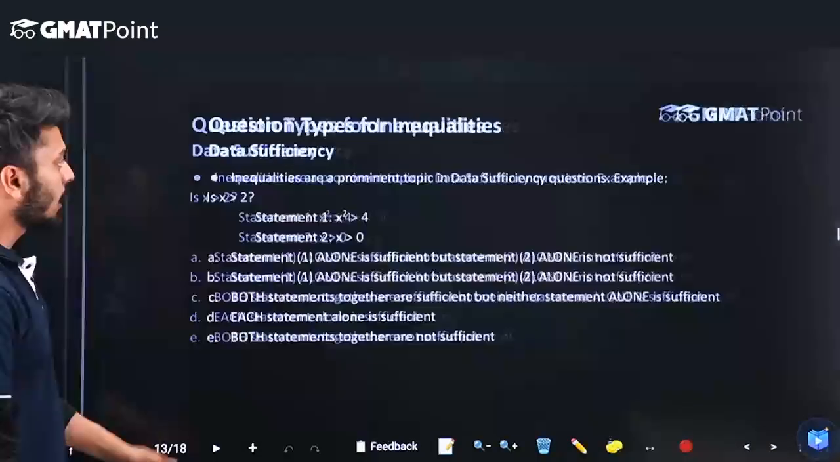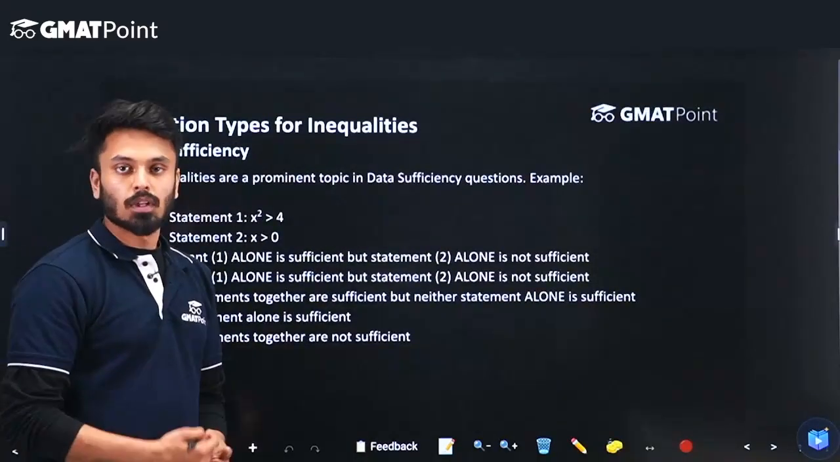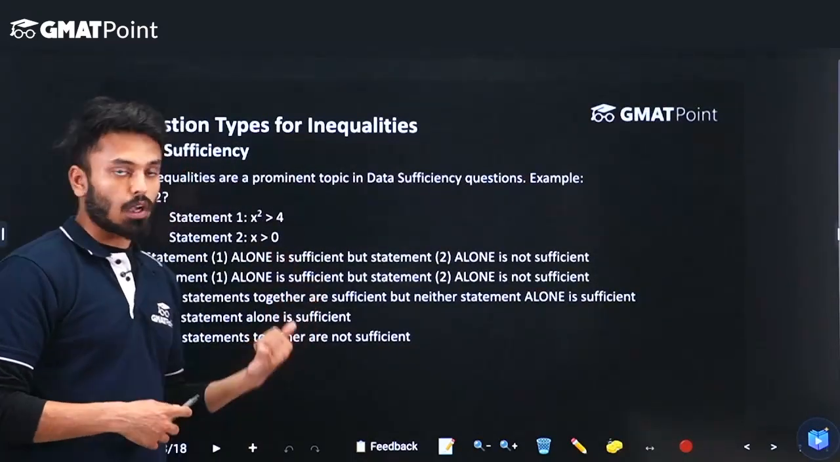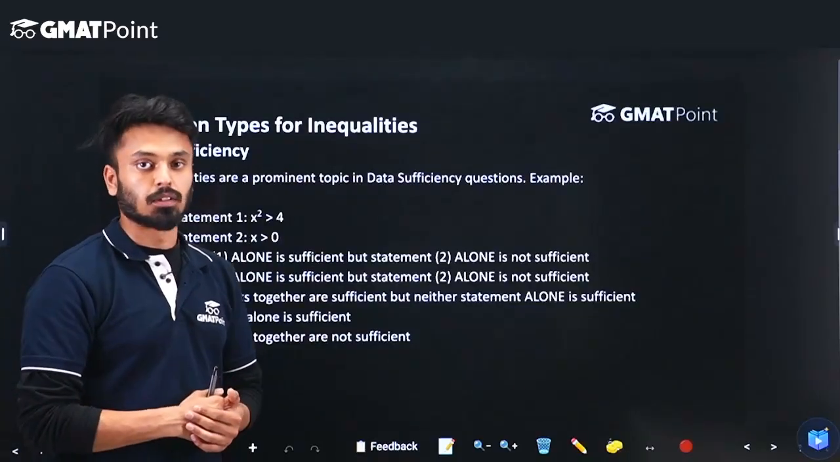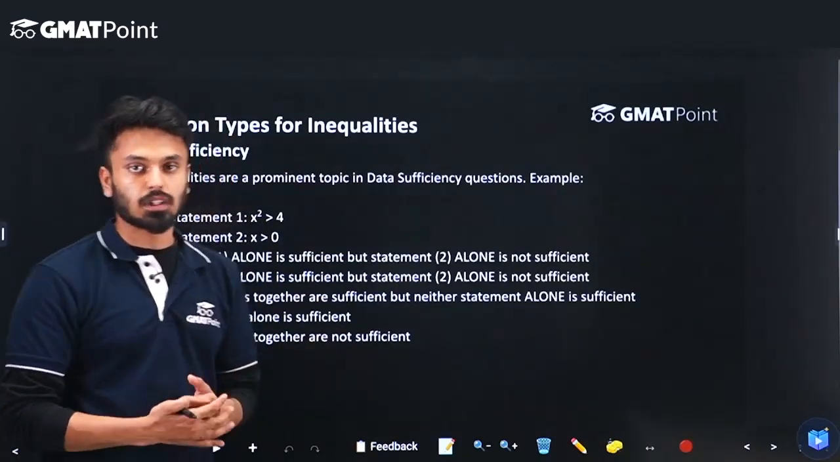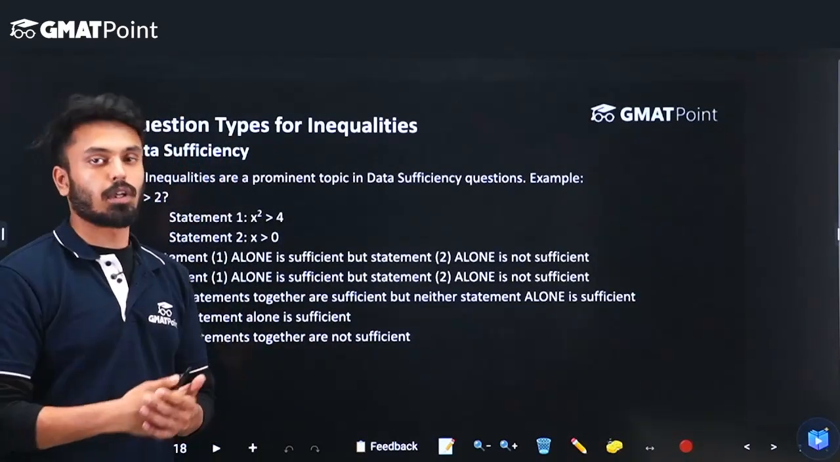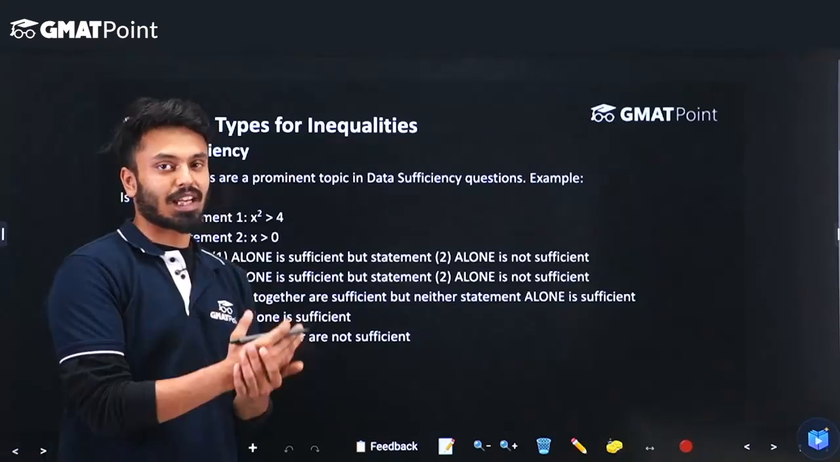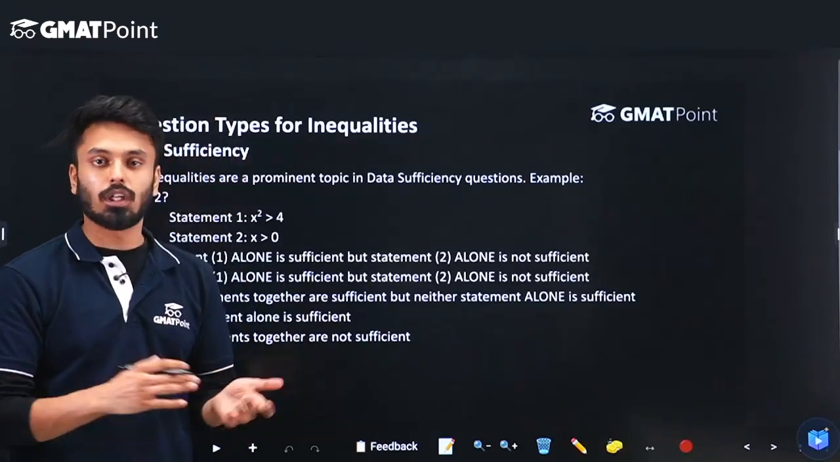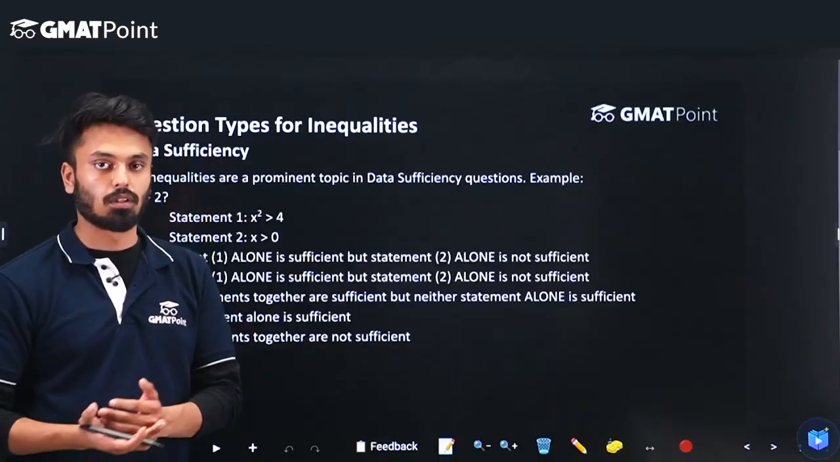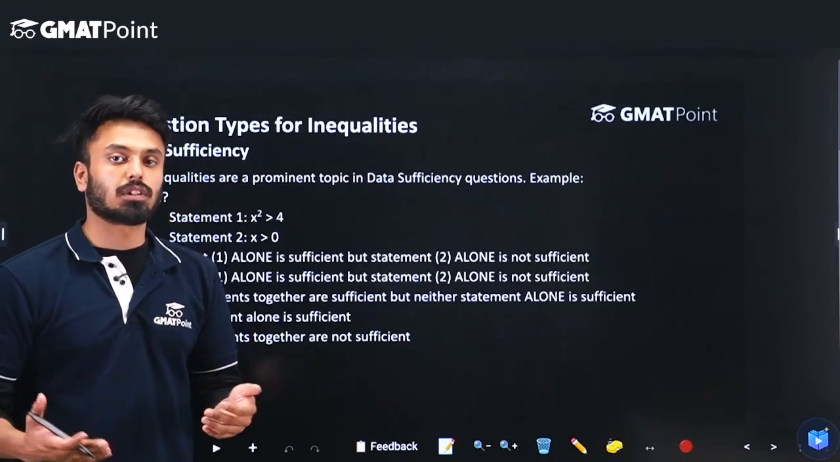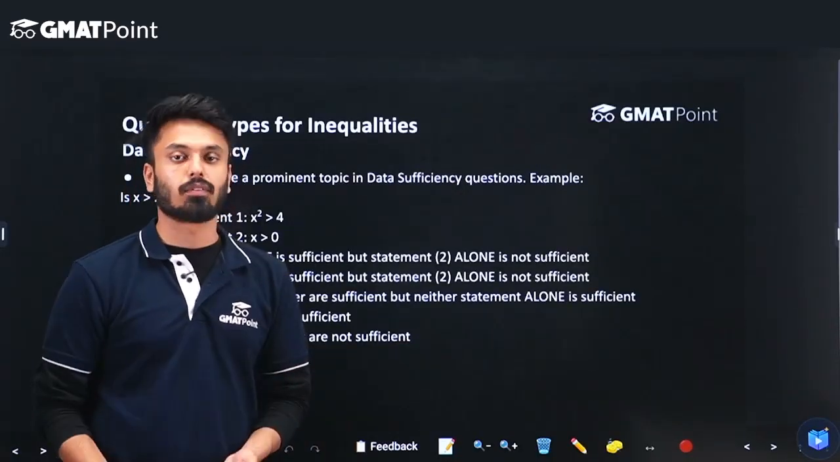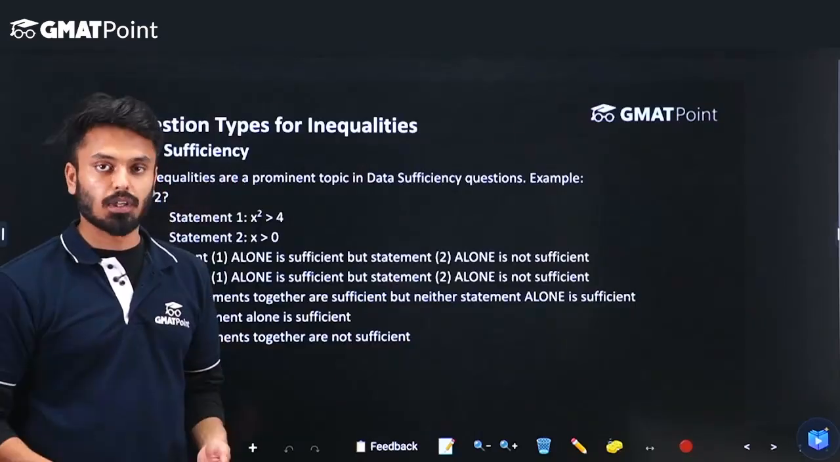Let's look at the second type of question you can get for inequalities. There is obviously the quant one which we saw, and the next one is data sufficiency. You can have math related data sufficiency questions, and this is a very prominent topic in data sufficiency because in an equation you get the exact value for a variable. In an inequality you don't. You have lesser information. And since data sufficiency questions are all about whether or not you have enough information, this is very common in DS.